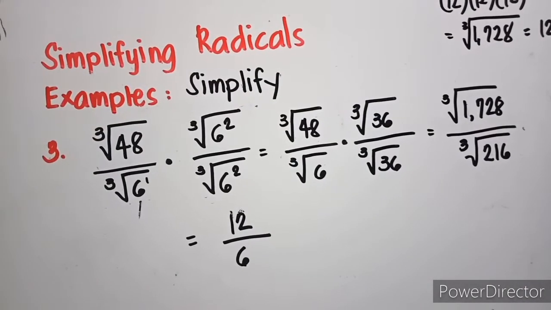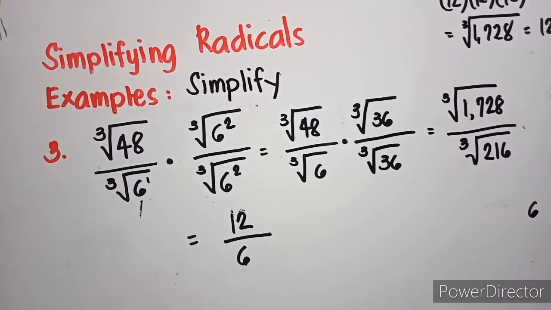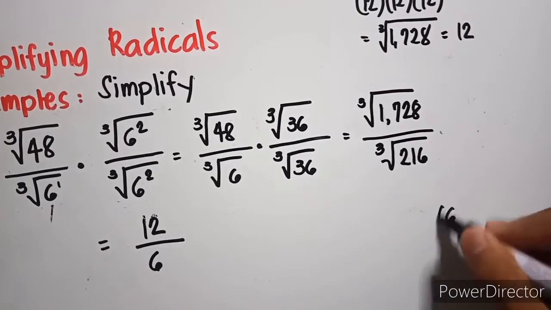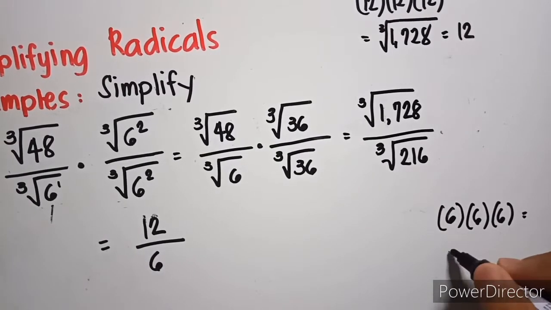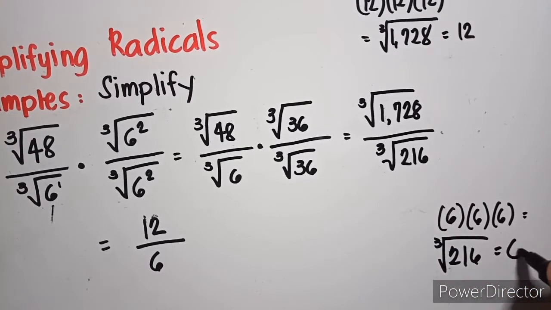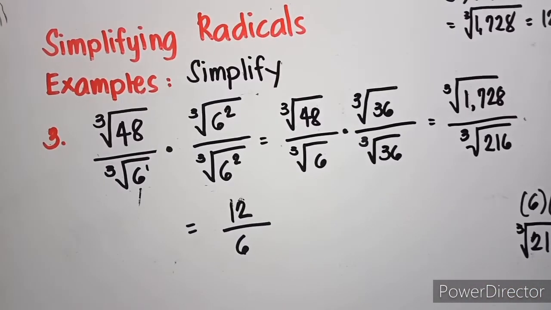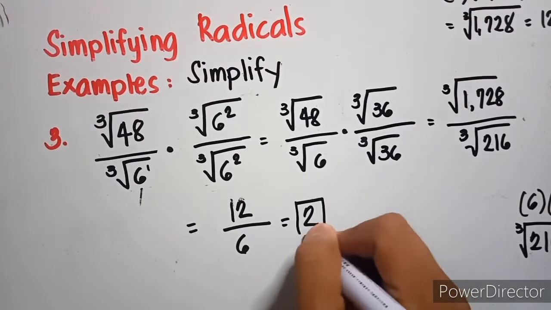Then, yun namang 216, that is 6 times 6 times 6. So, that is 216. Then, cube root of 216, the answer is 6. Then, 12 divided by 6, the answer is 2. So, our answer is 2.